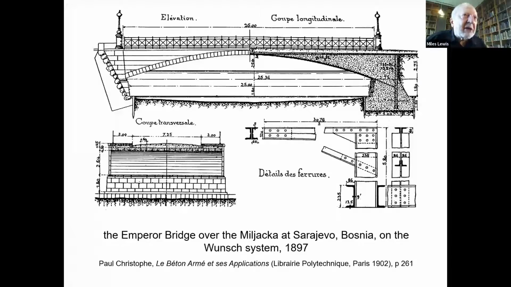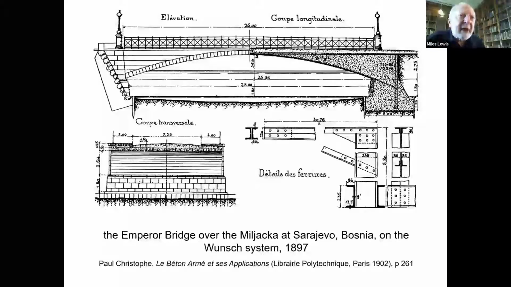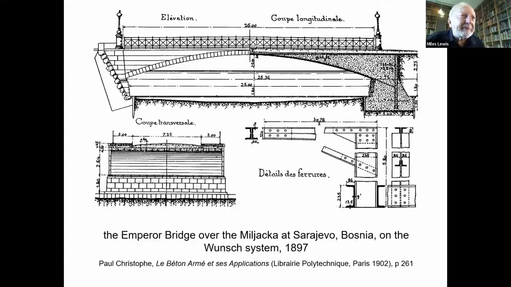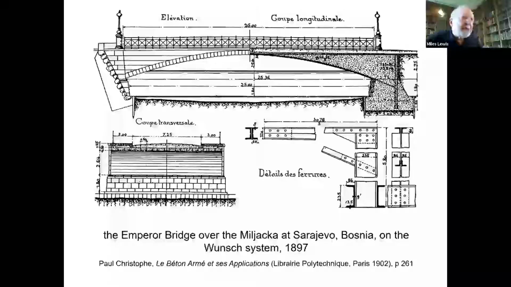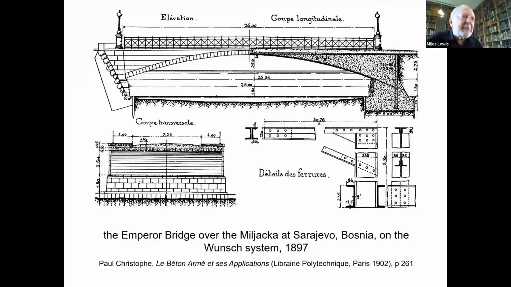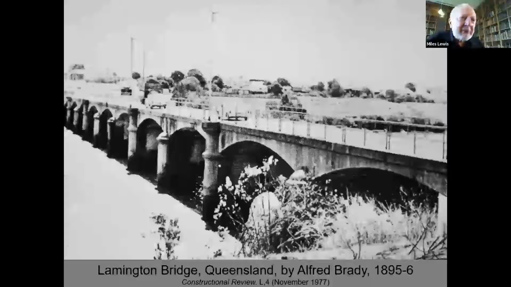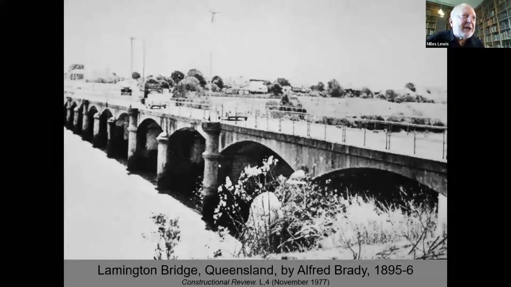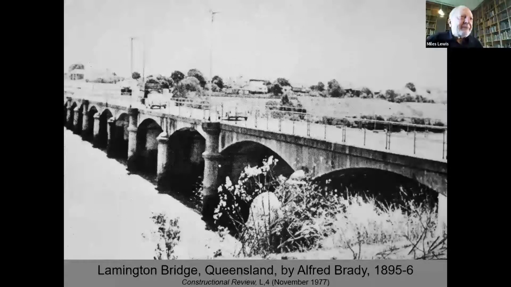And this is the major example of the Wunsch system, the Emperor Bridge in Bosnia, built by Robert Wunsch in 1897. So on the outside, it again looks like a conventional stone bridge. That's a concrete bridge where you see the iron components on the bottom right, which frame up inside the concrete. Now, what's interesting, although this was the best known, greatest example, the biggest example of the Wunsch system took place in Australia, only around about the same time, in fact, slightly earlier than that Sarajevo Bridge.